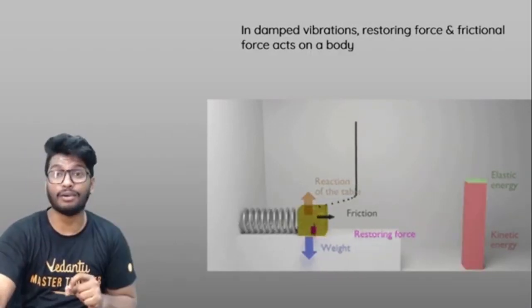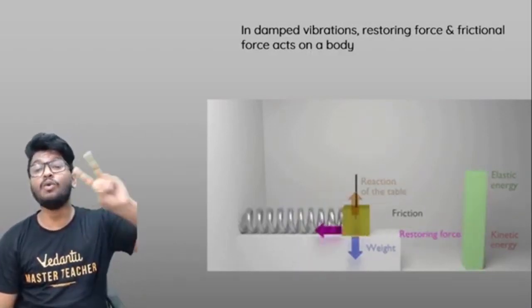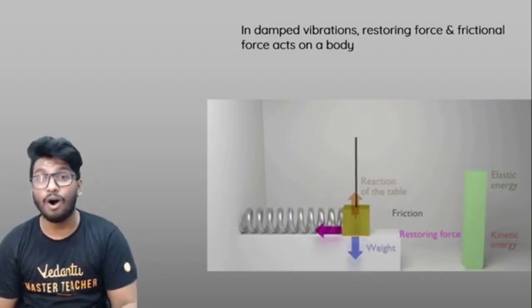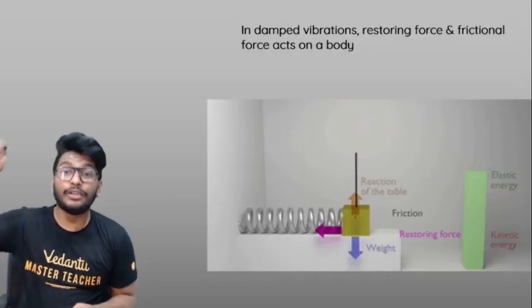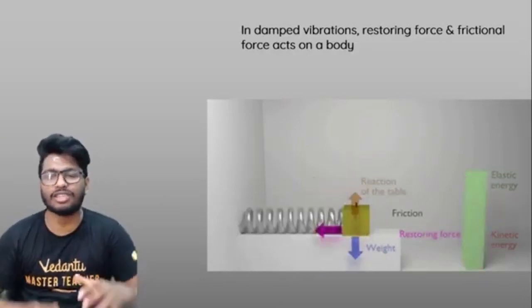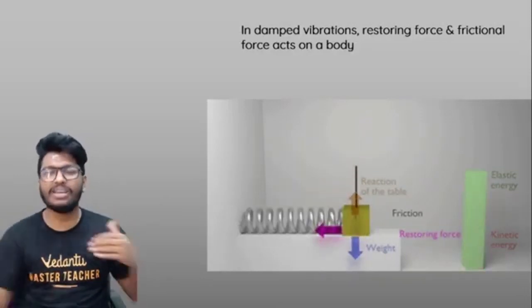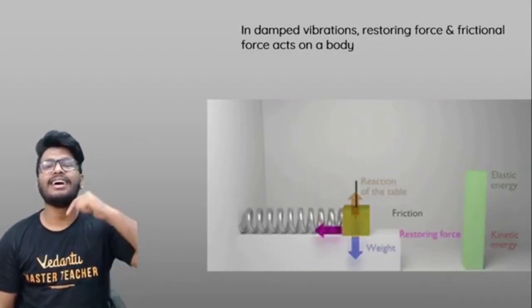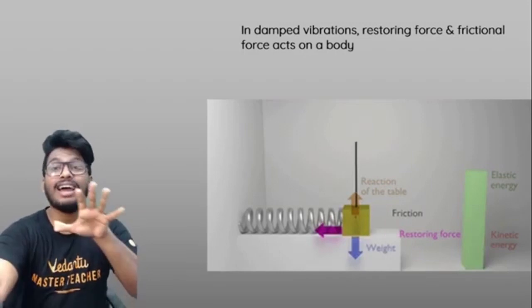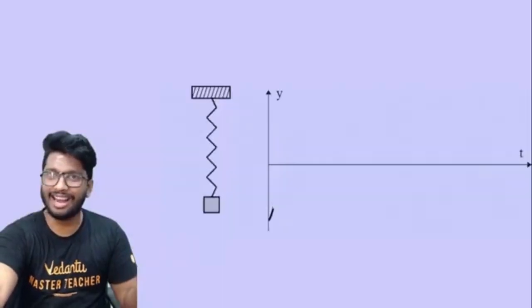Now, if you think about it, there are two types of forces acting on this damped vibration. There is a resistive force, that is the frictional force. Together with it, there is also the restoring force. Restoring force is always present because it's always trying to bring it back to its original state. Together with that, there is frictional force as well when you talk about damped vibration. I hope you understand this, people.